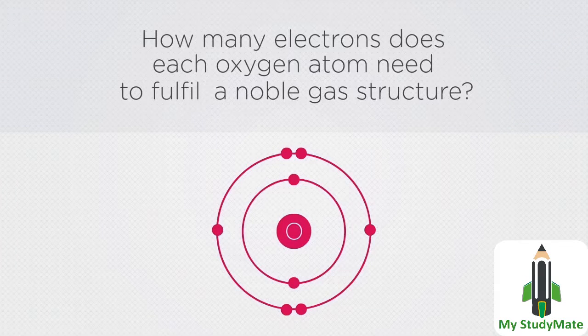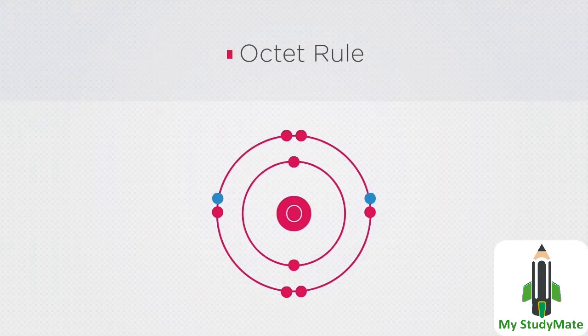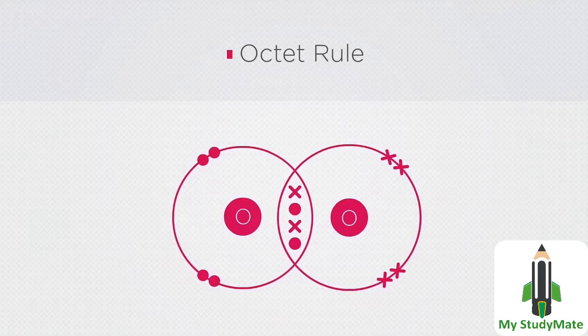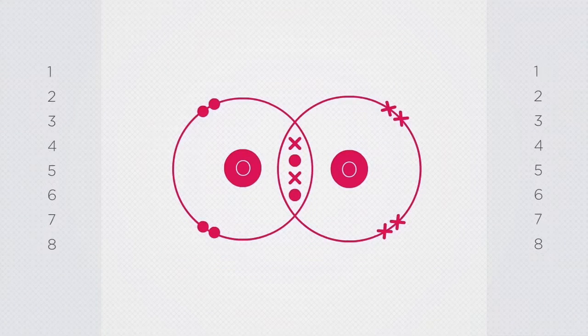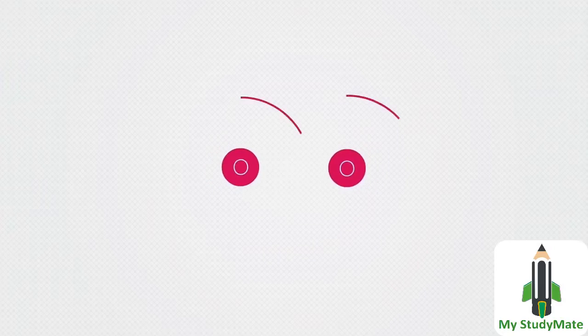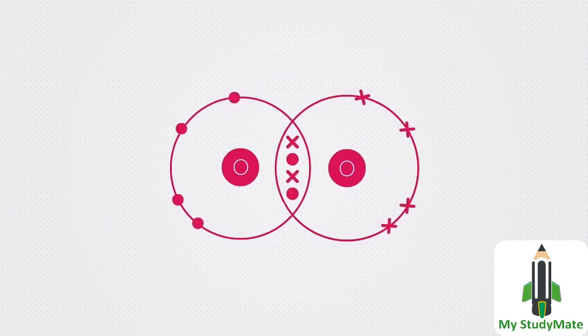This is also called the octet rule. In this example, the octet rule is fulfilled because each oxygen atom shares 2 electrons in the outer shell, forming an O2 molecule. If you count the number of electrons in each shell, you should notice that each shell has 8 electrons shared over 2 shells, shown by the dots for one oxygen atom and crosses for the other, which is the ideal.